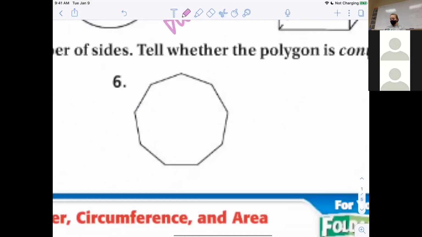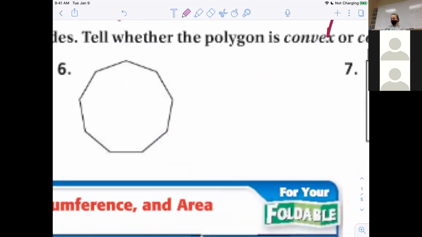Okay, next one, concave or convex? Convex. Good, because it's normal. There's no indent in. And then what do I name this shape? Nonagon. Good.